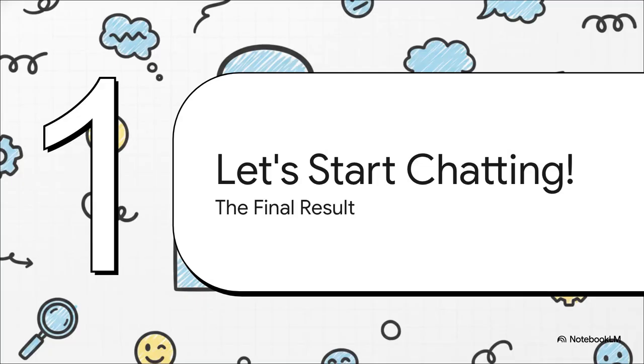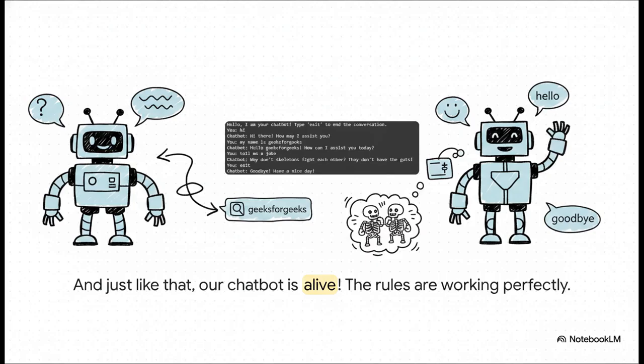Okay, the moment of truth. The tools are ready, the script is written, the code is all connected. So, what happens when we actually run it? Let's find out. And look at that! It's alive! You can see it right there. The user says hi, and the bot fires back one of its greetings. Perfect. Then, the user says, "My name is Geeks for Geeks," and bam! The bot catches that name and uses it in the very next sentence. It tells its joke, it says goodbye, every single rule is working just as we planned.